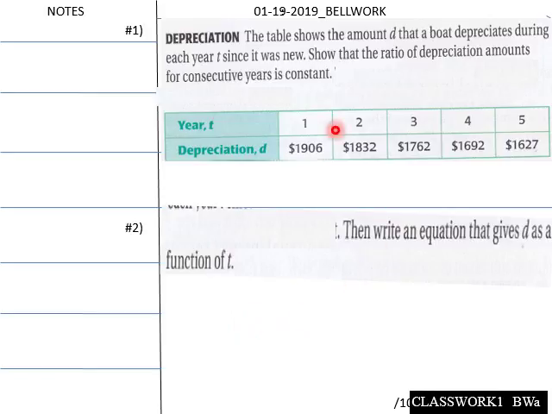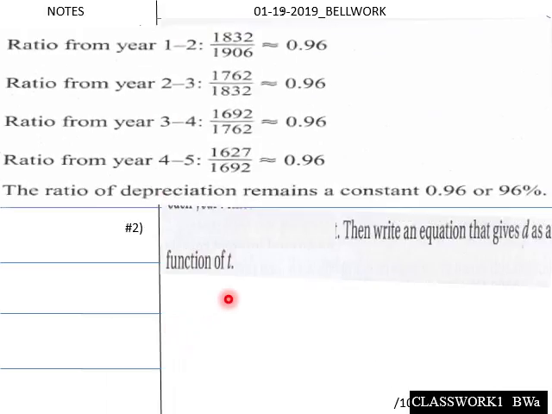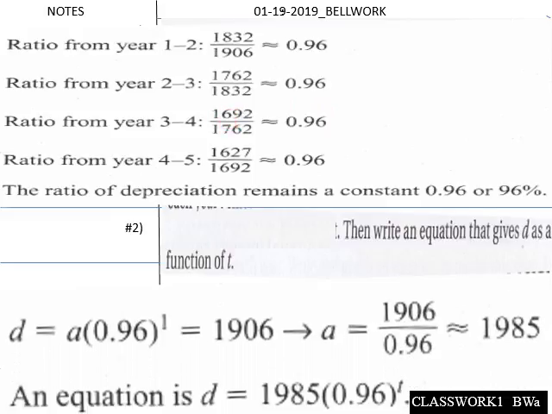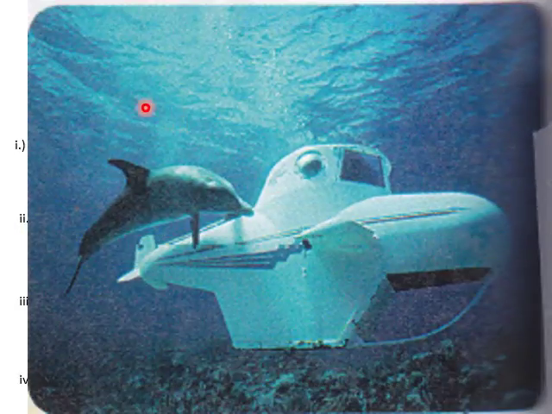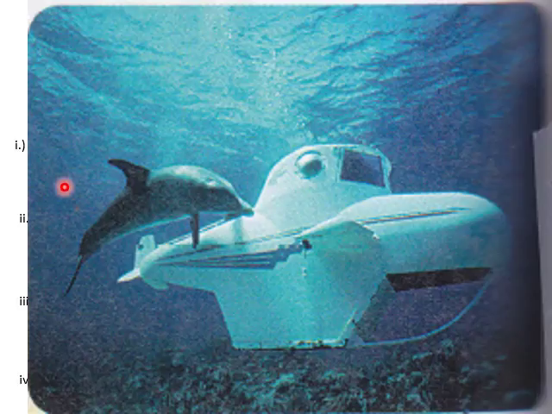Okay, our solutions for this bell work. Here's the ratio from year 1 and 2, and the ratio is constant. The ratio of depreciation remains constant at 0.96 or 96%. That was the answer for number 2. If you get the PowerPoint, you can go back and look at that solution.